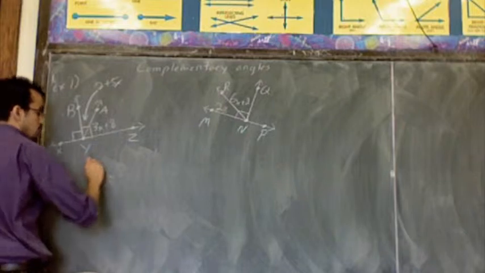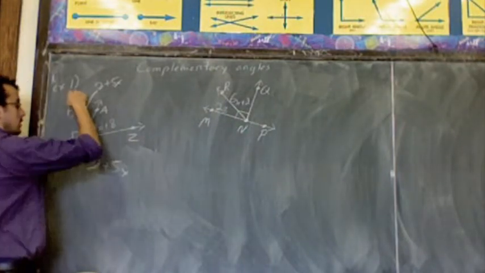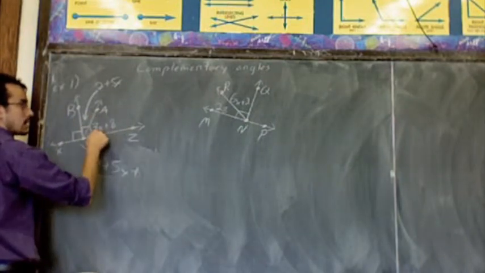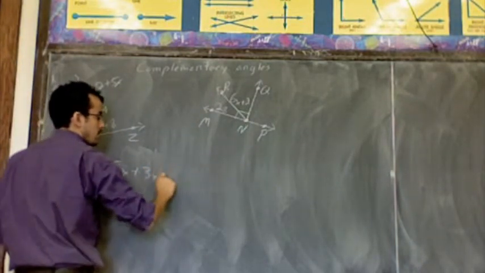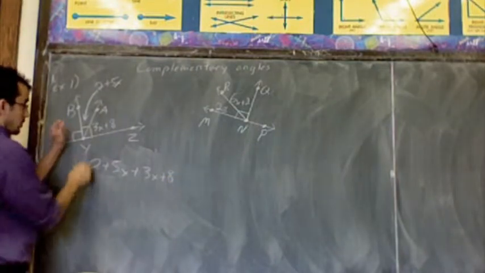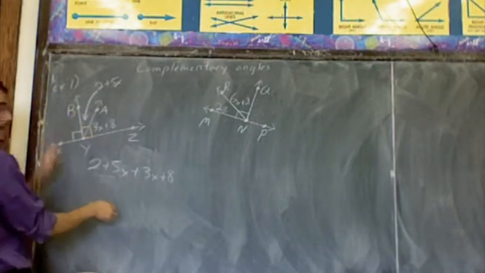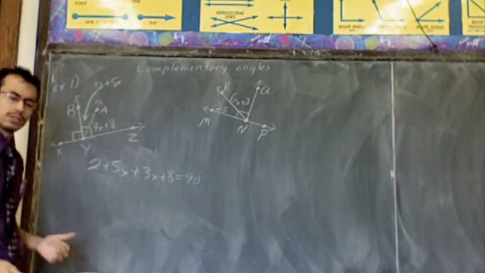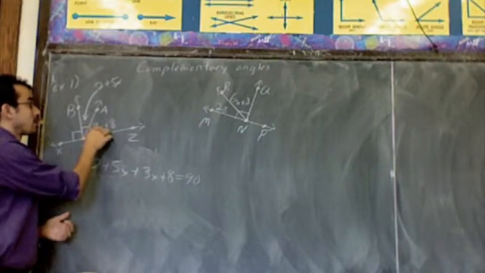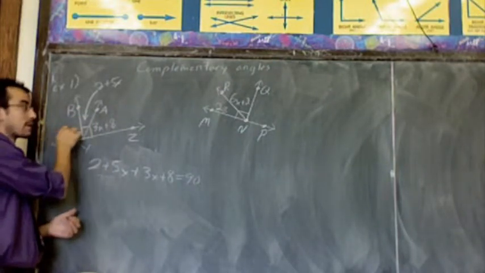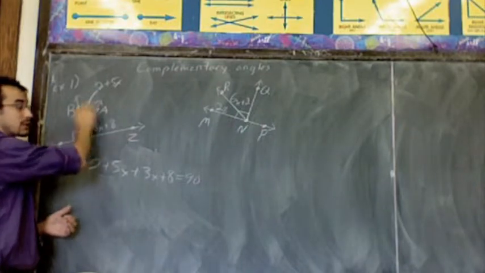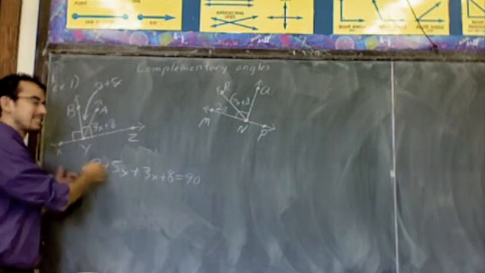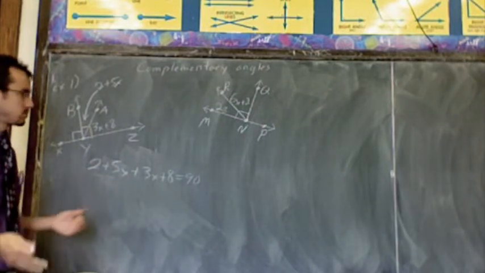We can say 2 plus 5x, which is BYA, and I'm going to add it to the other angle, AYZ, 3x plus 8. And since just this part is 90 degrees, I'm going to set it equal to 90. I'm not going to set it equal to anything else. If you wanted to, and some people do choose to do this, they add this and 90. But if you do that, then you're adding all three of these things for the straight line. If you add all three of them, then you set it equal to 180 instead.